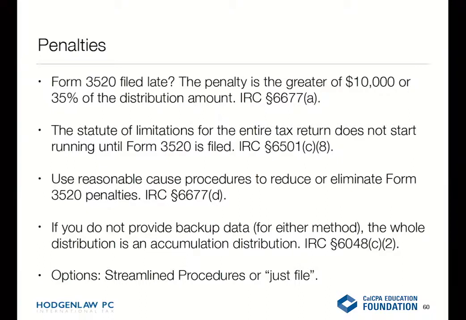If you're unable to provide backup data for either method when the IRS requests it, then the entire distribution is an accumulation distribution. So it's not a penalty per se, but it kind of is.